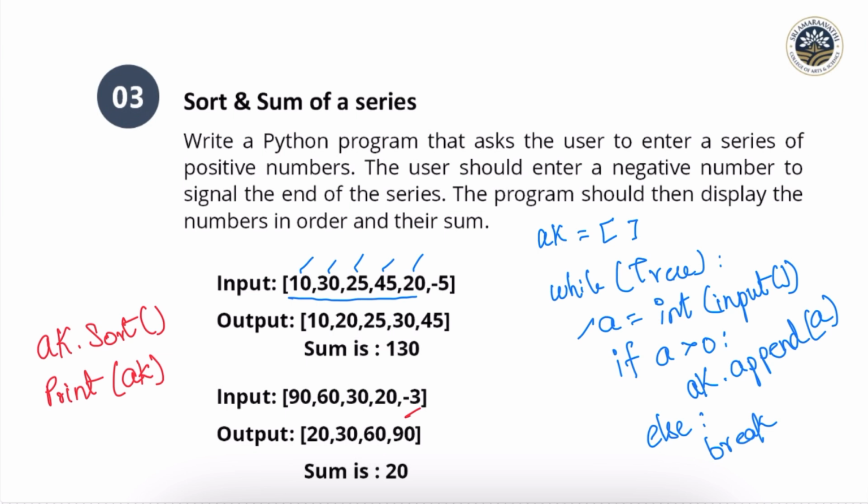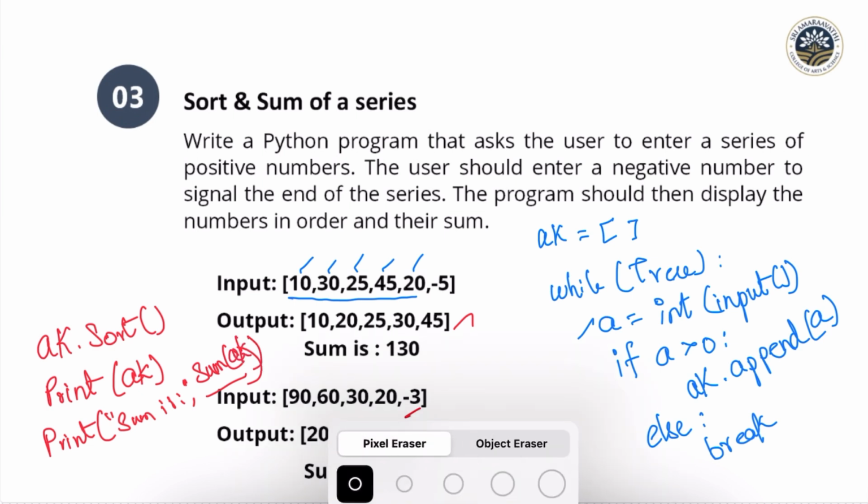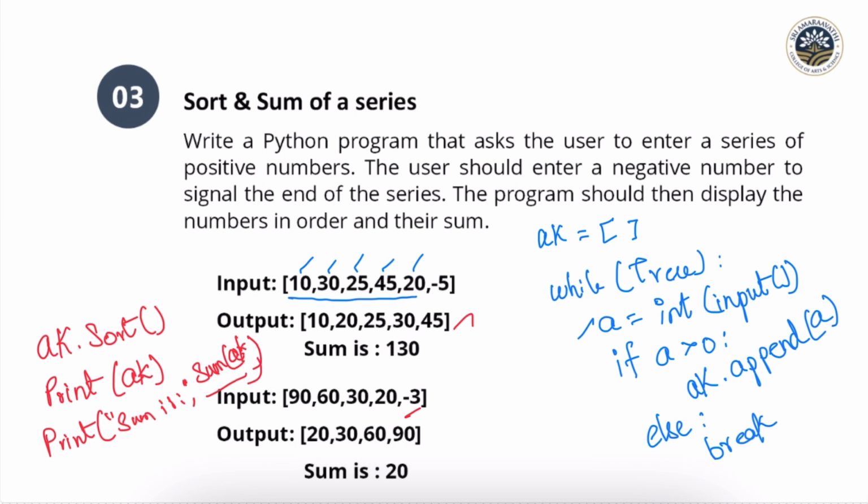The next thing is you need to print the sum. You print inside double quotes, "sum is", and use a comma. Here you need to print the sum of the list. How can you print the sum of the list? You simply print sum of ak. This will return the sum of the list. So that's it. Let's start programming.